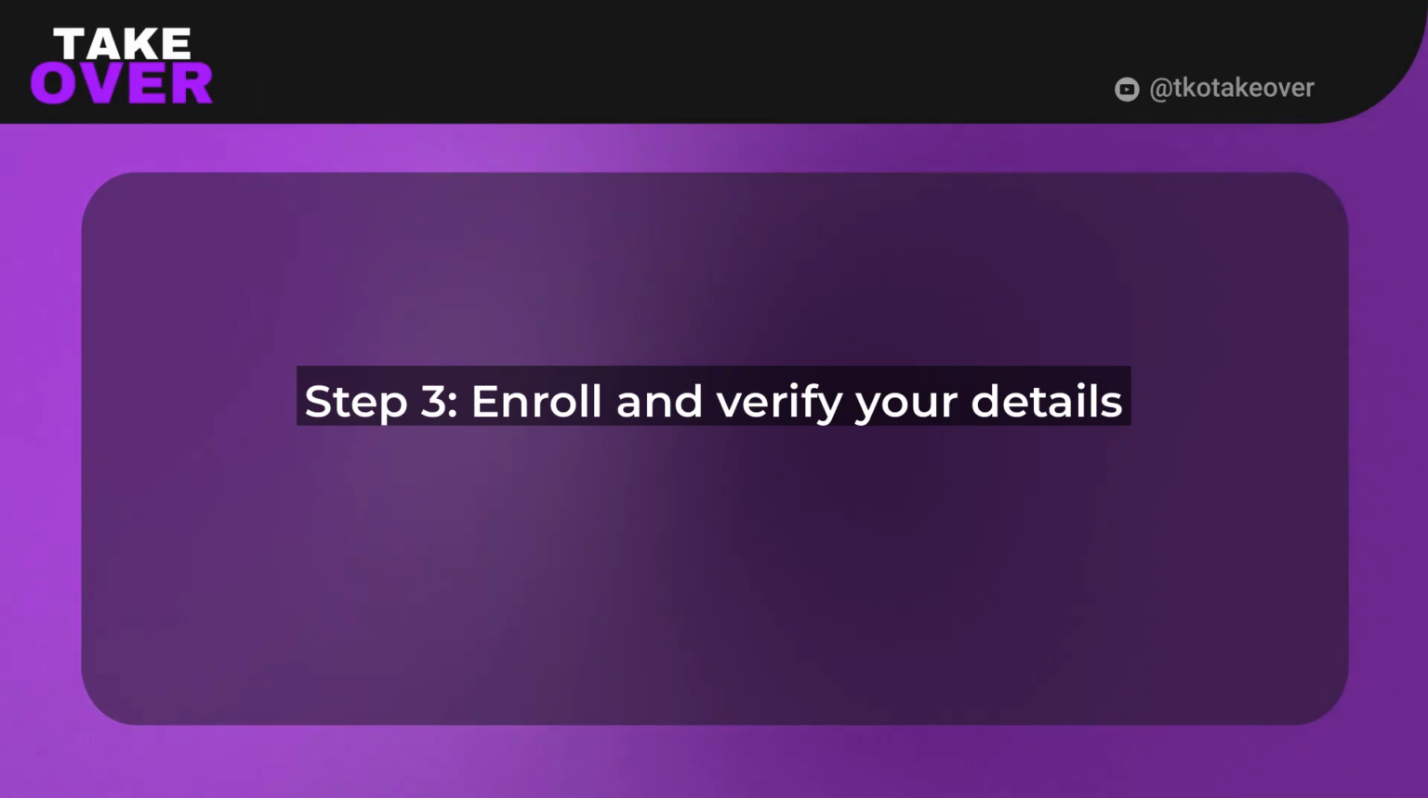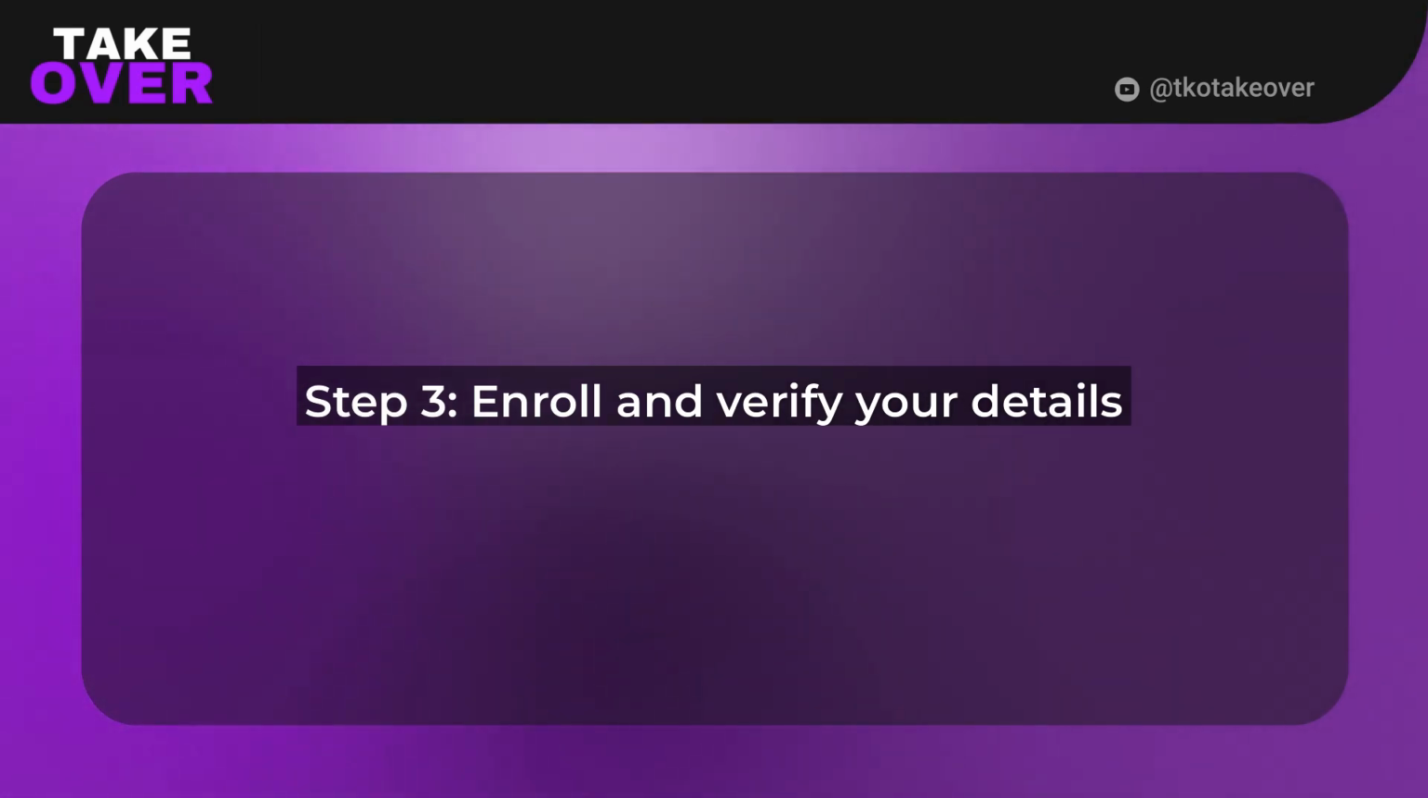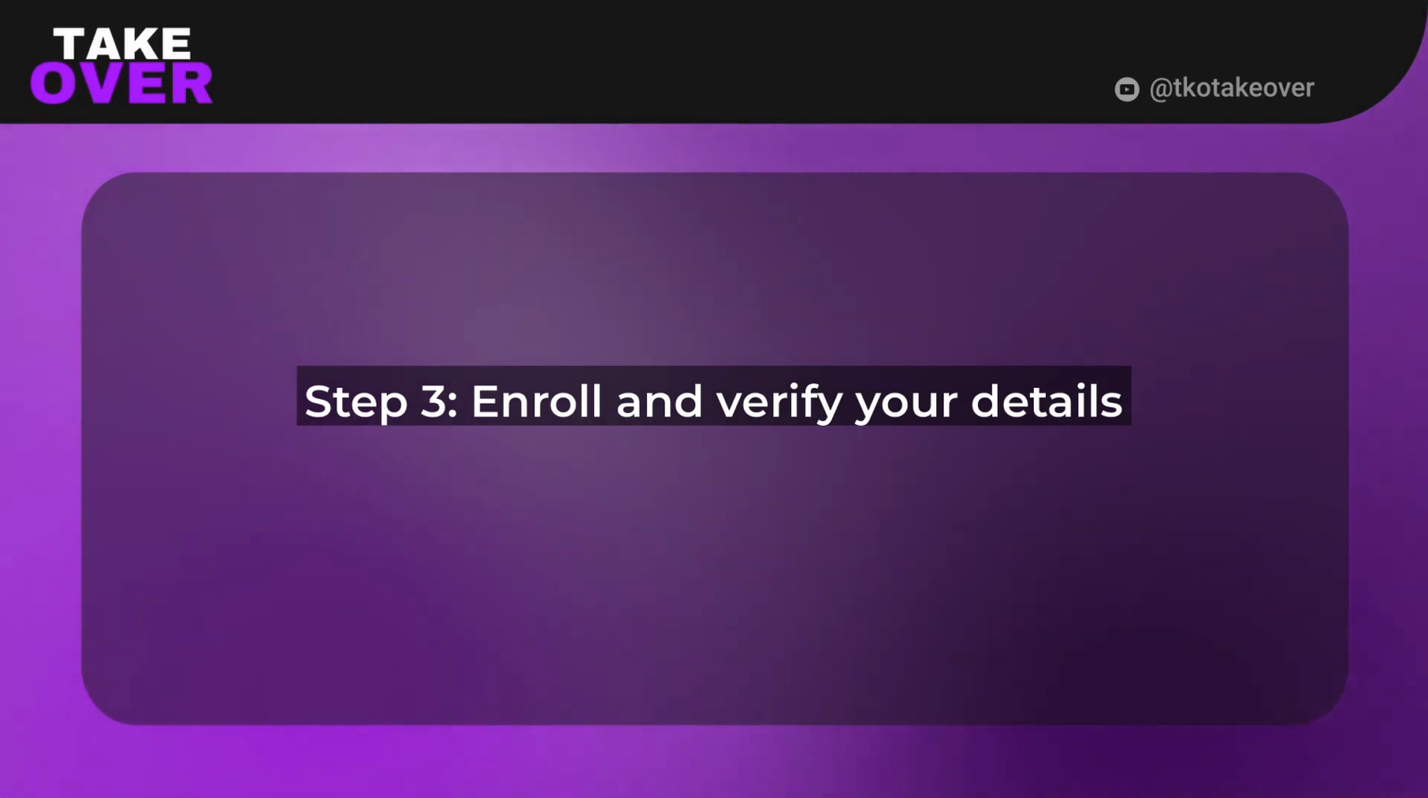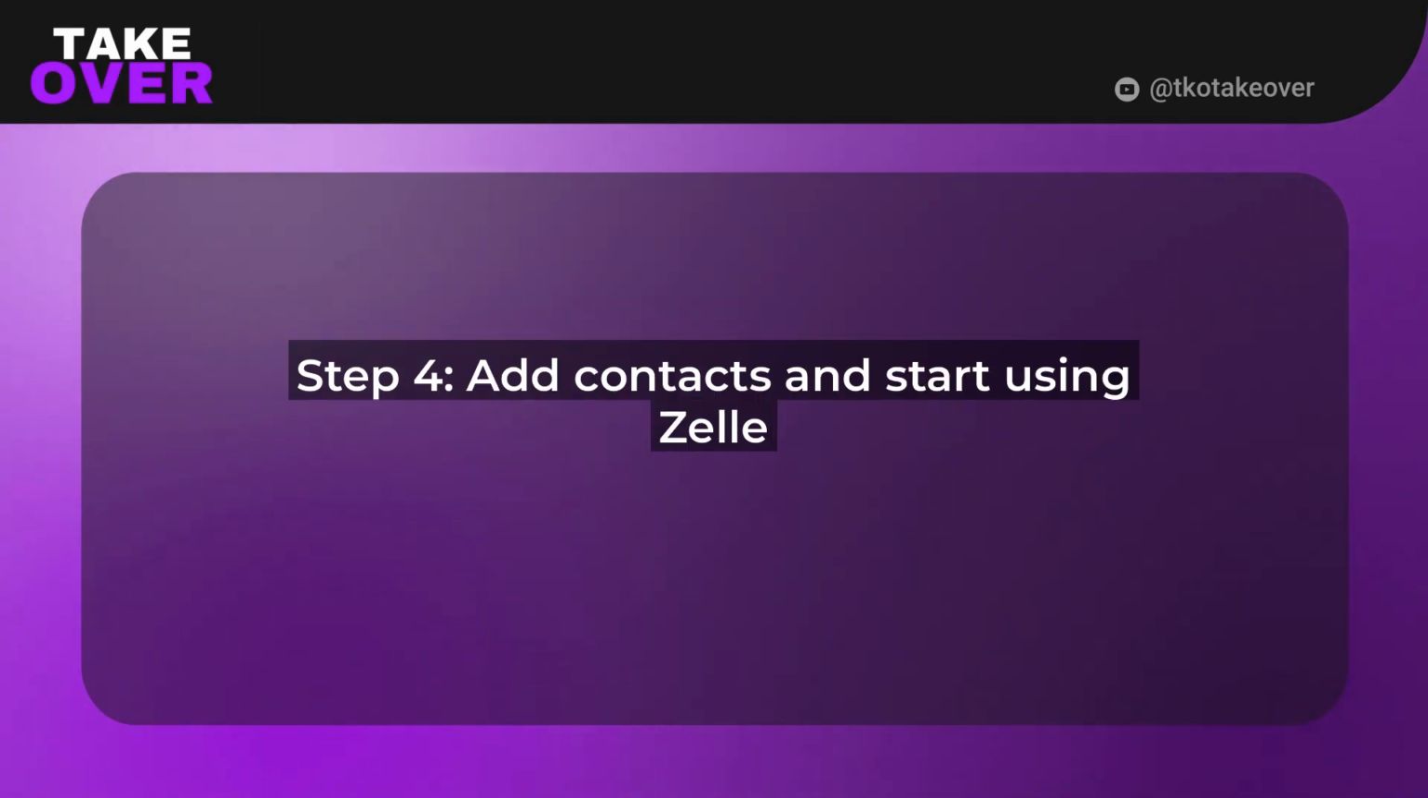Step 3. Verify your details. You'll need to confirm your phone number or email address. Truist might send a verification code, so keep an eye on your messages or inbox. Once verified, your Truist account will be linked to Zelle.